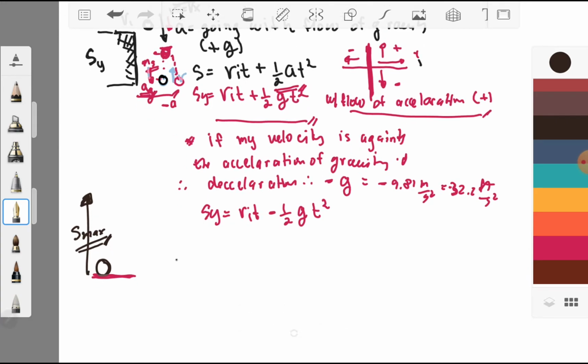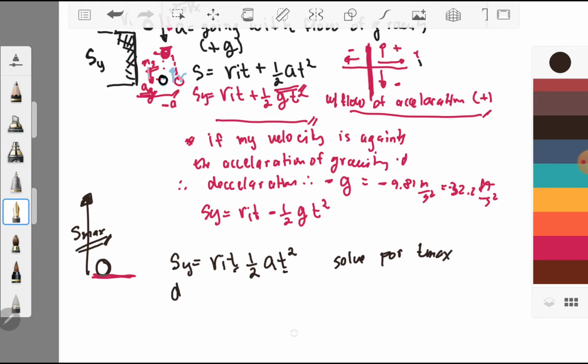We all know that Sy is equal to Vit plus 1/2 at squared. Paano ba kukunin yung S max mo? Siyempre kunin mo yung T max mo. Solve for T max. Paano mo solve yung T max, sir? Very easy, right? By calculus.